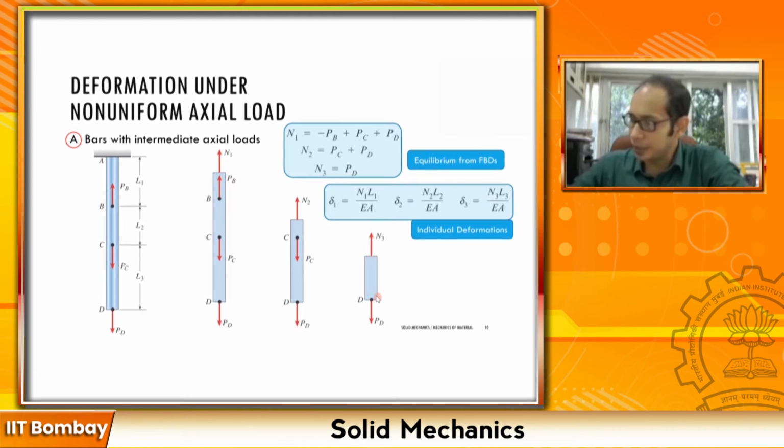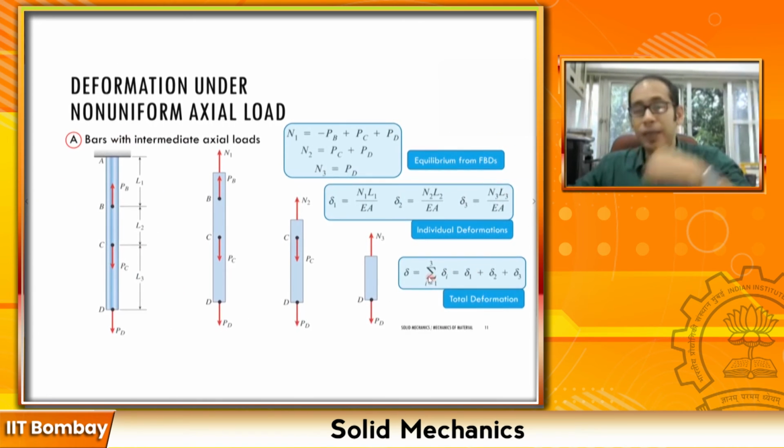So for the first section, again, let me mark it: section 1, 2 and 3. For the first section, I am going to have delta 1 as N1 L1 by AE, then delta 2 and delta 3. So we get the individual deformations. Once we have the individual deformations, we can add all these deformations up. So your total delta for this entire bar from A to D over here is going to be the sum of the individual deltas that you have over here, right?